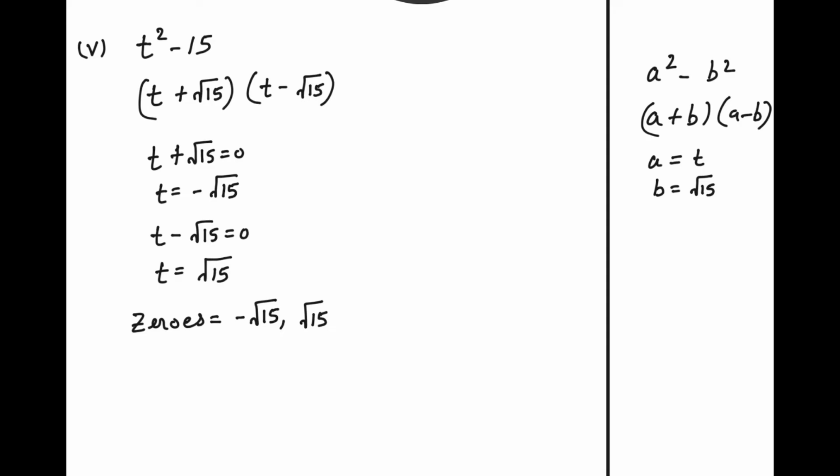Now in order to verify the relationship between the zeros and the coefficients, again we'll start with the sum first. The sum of these two zeros is minus square root of 15 plus square root of 15, which should be equal to minus the coefficient of the middle term divided by the coefficient of t square. The coefficient of the middle term here is 0 and the coefficient of t square is 1. So minus square root of 15 plus square root of 15 would be 0, and on the right hand side 0 divided by 1 would also be 0. Let's look at the product.